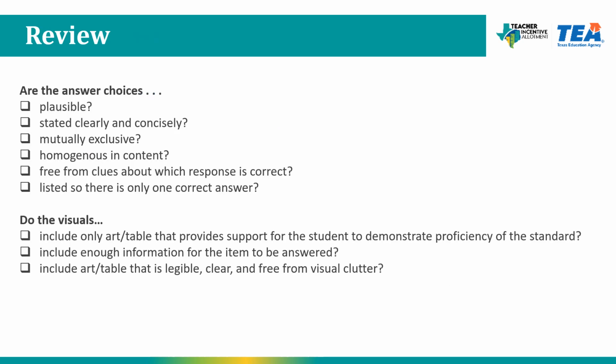Let's review what's been covered in this module. For answer choices, assess if they are plausible, clear, mutually exclusive, homogeneous in content, free from clues, and have only one correct answer. When it comes to visuals, confirm if they support the standard, provide enough information, and maintain clarity without clutter. These criteria essentially summarize the best practices for crafting quality assessment items, making sure they align with the standards and effectively measure student understanding.